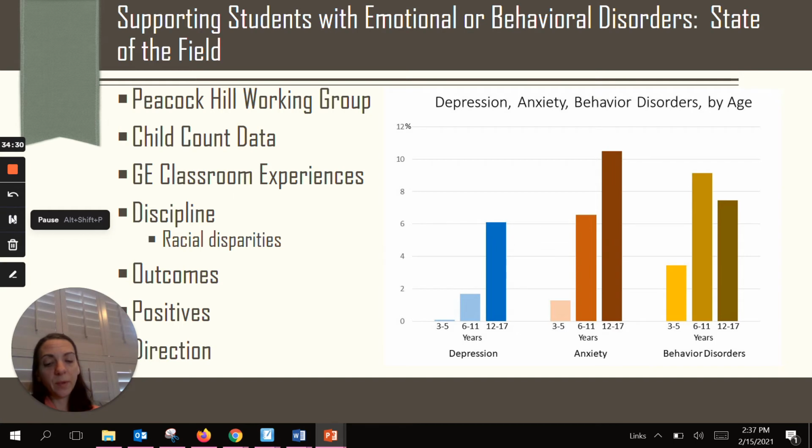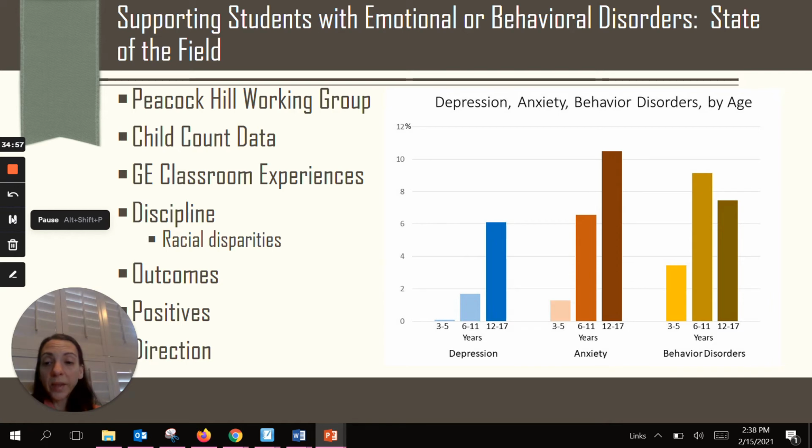Reauthorization solidified some of those procedural safeguards in terms of suspensions. So with manifestation determination reviews, once you're looking at it and you see, yes, this is part of a student's disability, then they're not able to be suspended or expelled because of that particular behavior. Functional behavioral assessments, behavior improvement plans, and positive behavior supports were part of the reauthorization of IDEA.